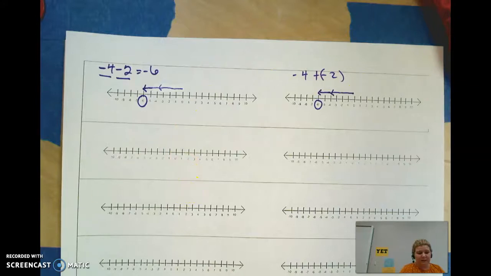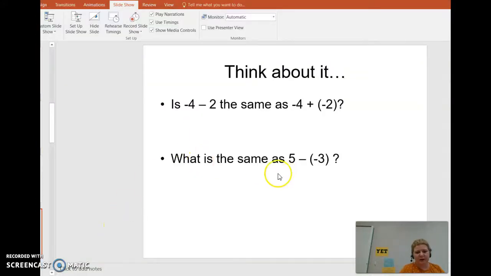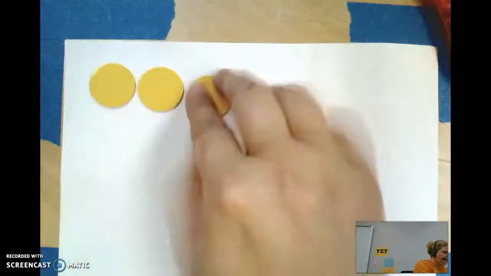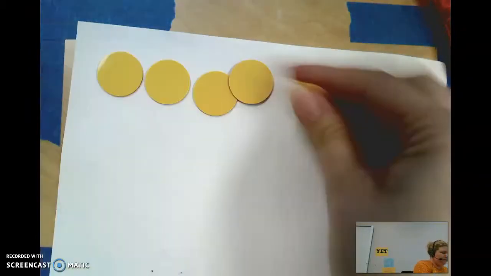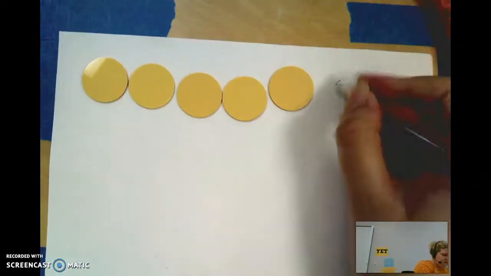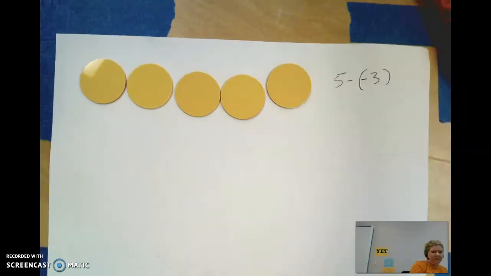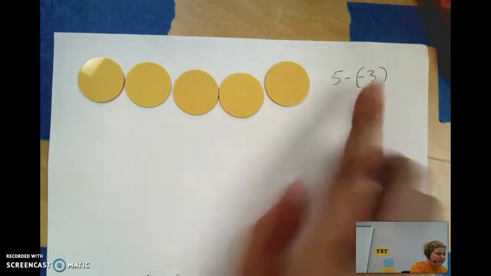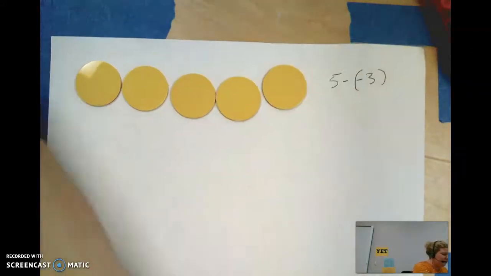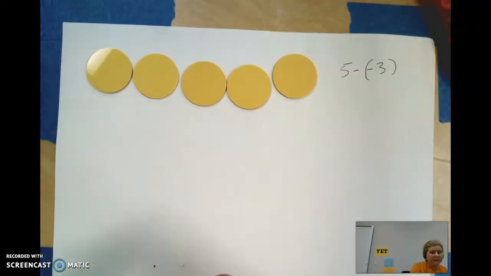All right, so now we're going to question, okay, what is the same as 5 minus -3? So here's what we're going to do. Go back here. 5, that's positive, 3, 4, 5, that's 5 minus -3. Okay, so I don't have 3 negatives to remove. So what I need to do is add some zeros. How many zeros will I need to add?